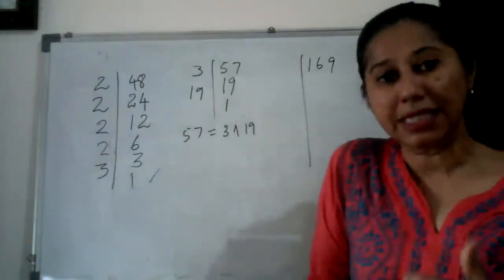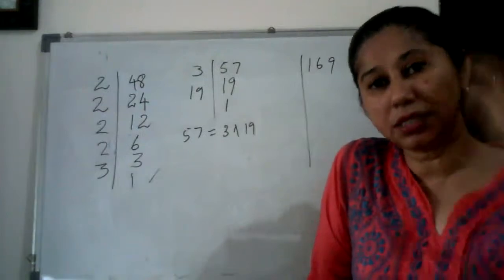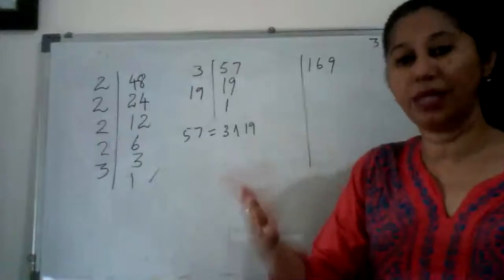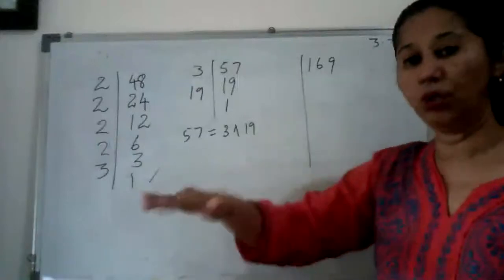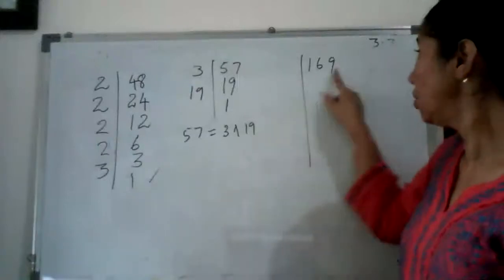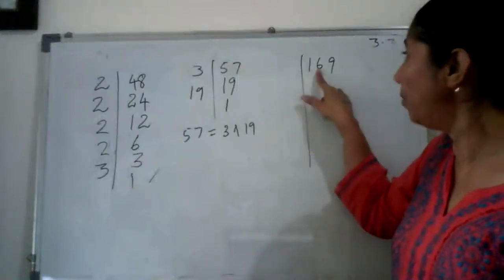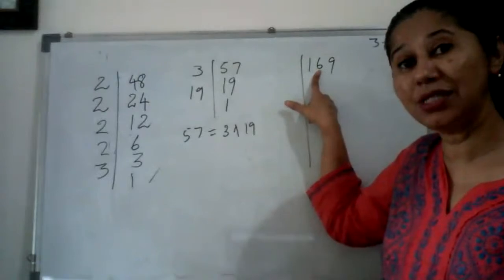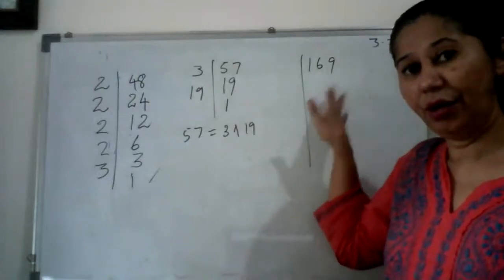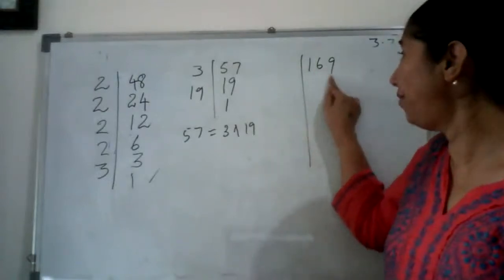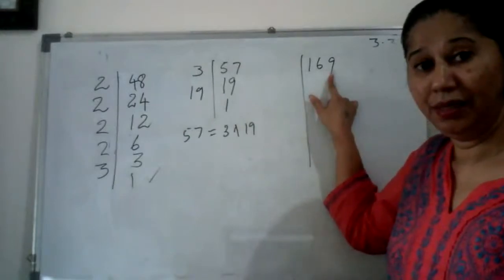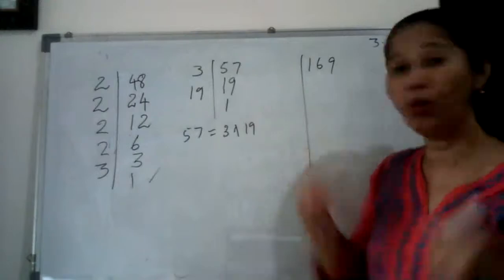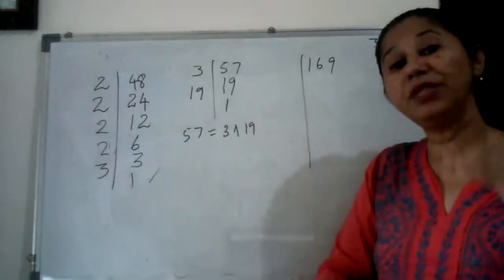Factors of 169. When you think about this, using the pattern I told you, you will start with 2. It is an odd number, so 2 is not a factor. Then 3: 9 plus 1 is 10, 10 plus 6 is 16. It doesn't come in 3's table, so discard it. Does it come in 5's table? Not possible, because the units place is 9. After 5 we go with 7.